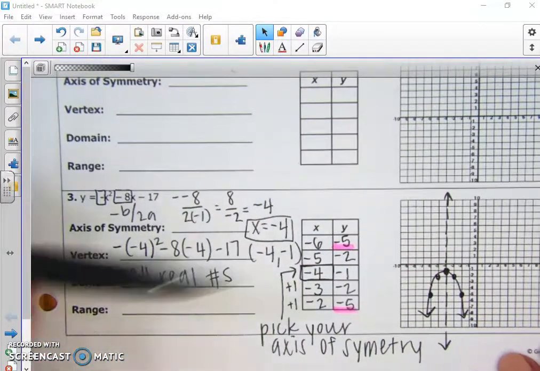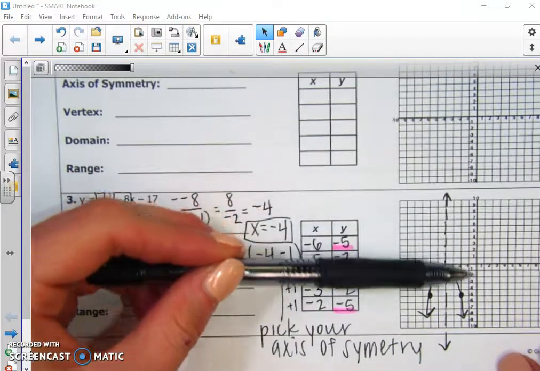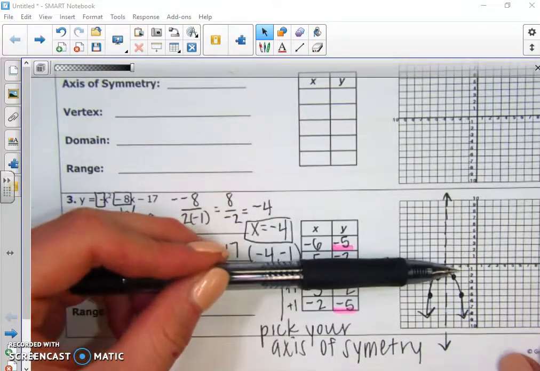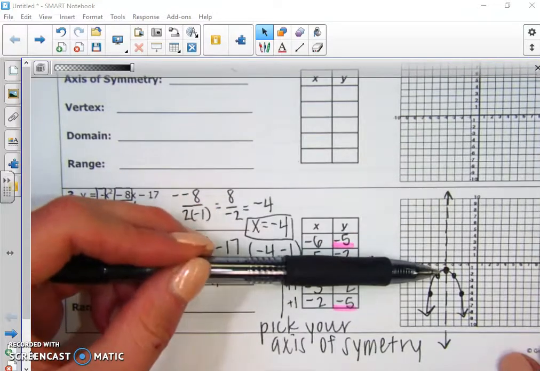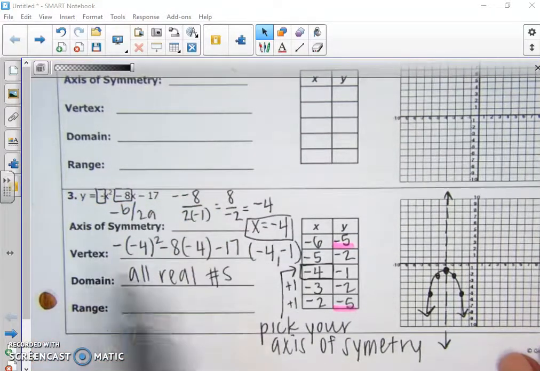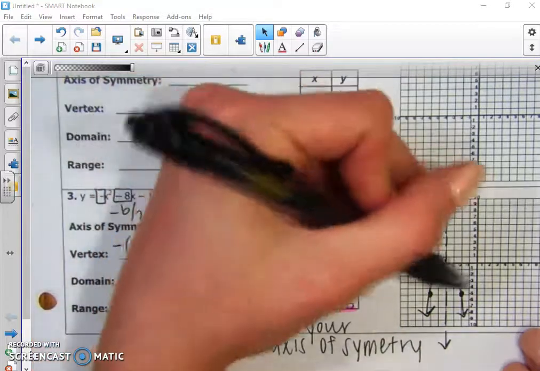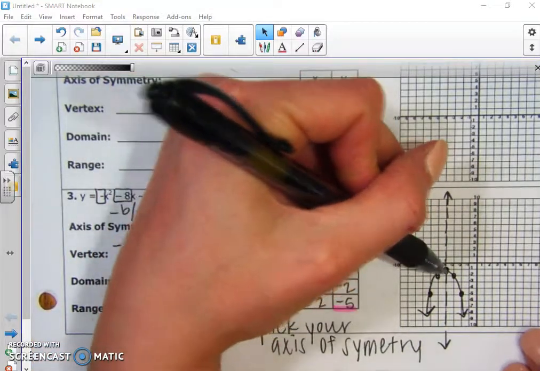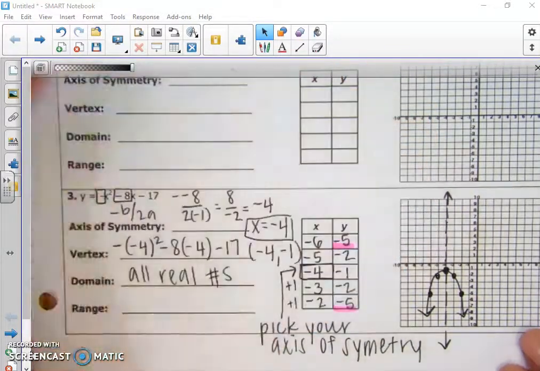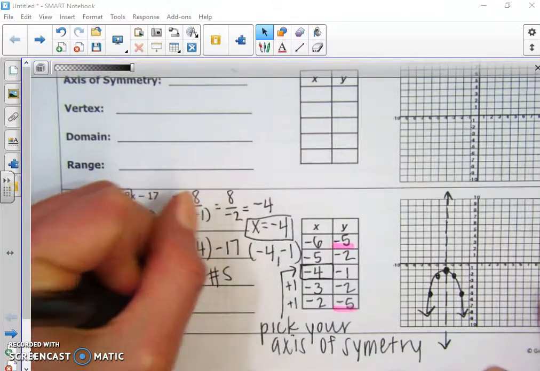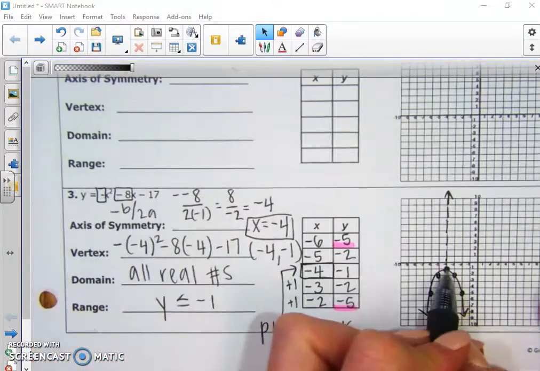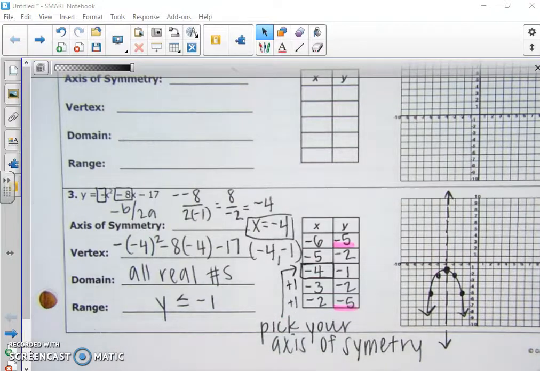The range is the set of y values. So for y, we should think up and down. Notice there's nothing above the vertex. The vertex is kind of like an ending point for the range. The vertex is at -1, so there's nothing above -1. It's everything less than -1. So y is less than or equal to -1. We'll say it's equal to because there is a point at -1. That's the vertex. So our graph is good to go for number 3.